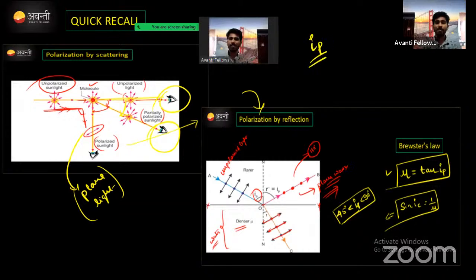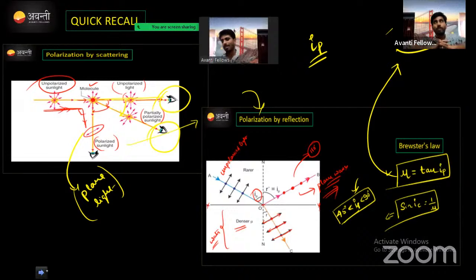The IP value varies from almost 45 degrees to 90 degrees. This is the condition. Then Brewster gave an equation to calculate the value of the polarization angle: mu is equal to tan IP. Clear enough? This is all about the things we discussed in our last class.